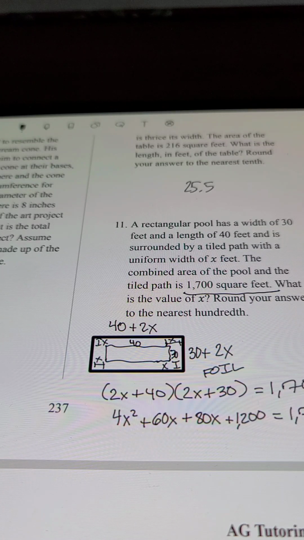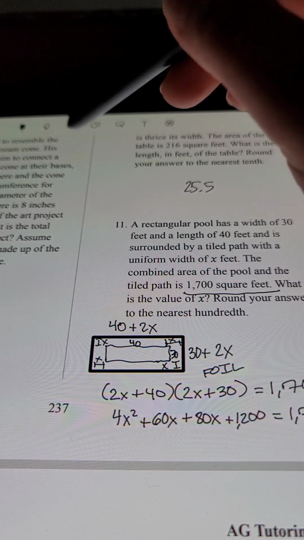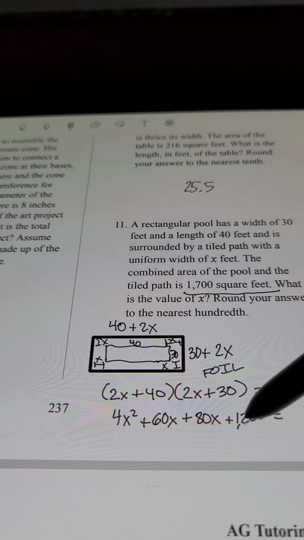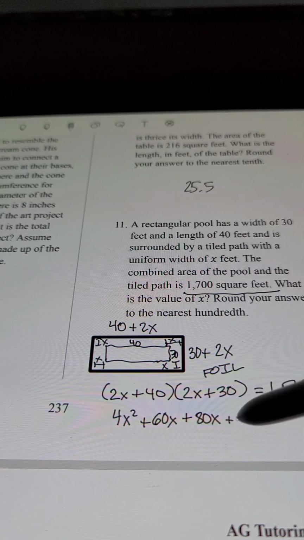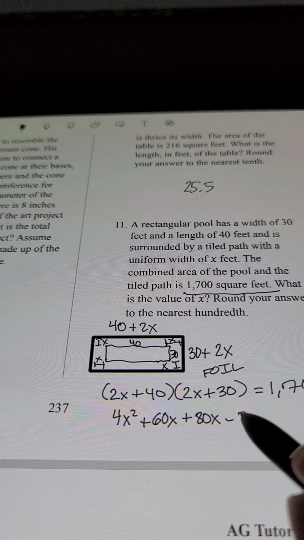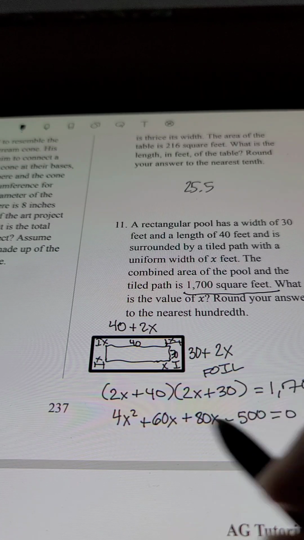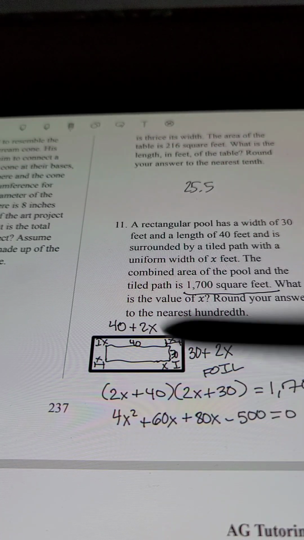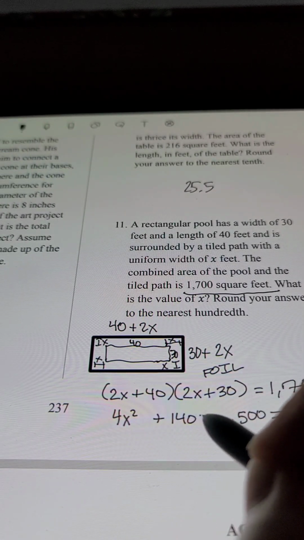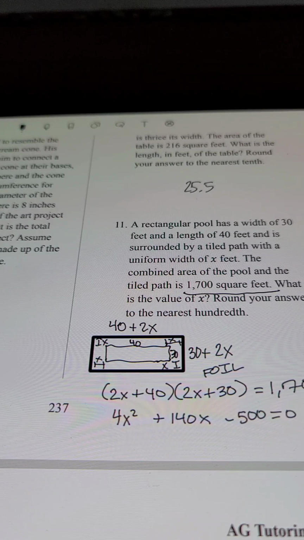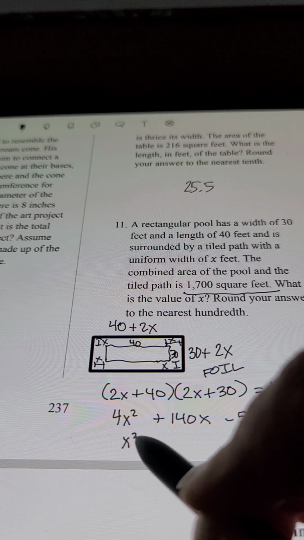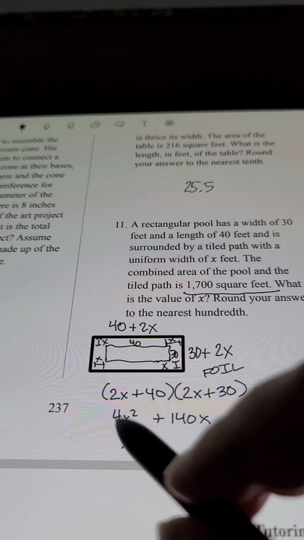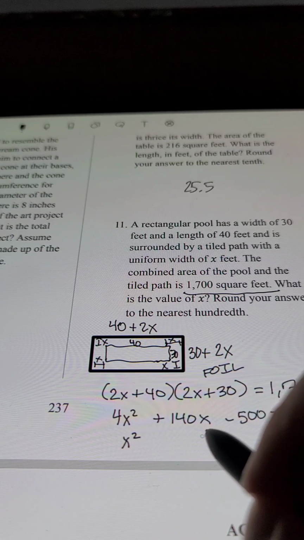So now let's subtract 1,700 from each side so that we have a quadratic equal to 0. So that's going to give us minus 500 over here. And then we're going to combine these like terms in the middle, 60x plus 80x, to get 140x. And then why don't we also divide the whole thing by 4? I mean, you don't have to if you don't want to, but it just makes it easier. Divide everything by 4, because I think 4 goes into each of these.